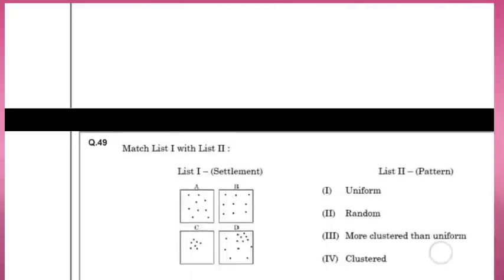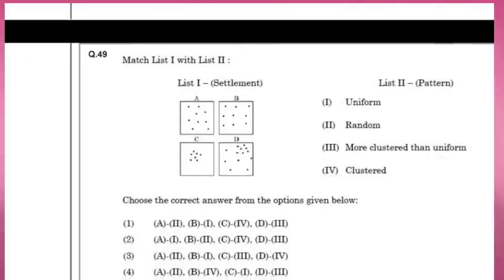And next question: match List 1, the settlement type, with the pattern. Very interesting question. A is the random pattern, B is uniform, C is clustered, and D is more clustered than uniform. Option 1 is the correct answer.